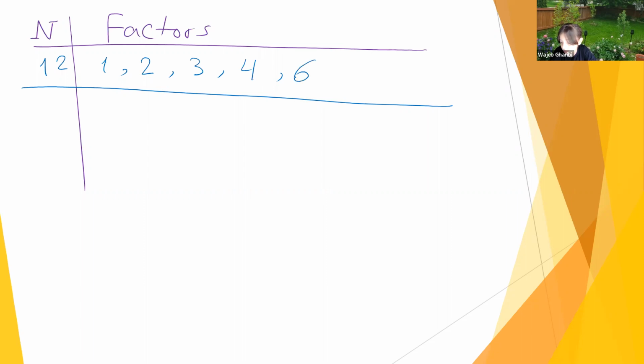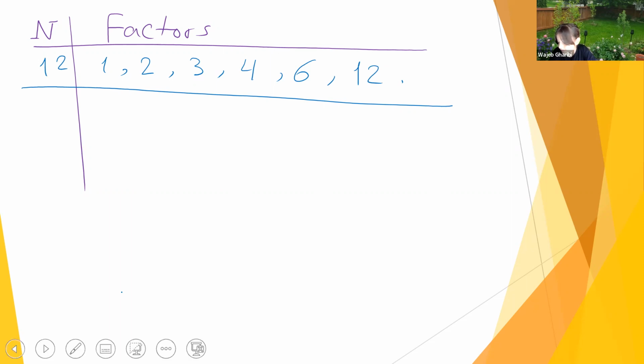How about 6? Yes. Why? Because 6 times 2 equals 12. How about 7? No. How about 8? No. How about 9? No. How about 10? No. How about 11? No. How about 12? Yes, because 12 times 1 equals 12. Good job.